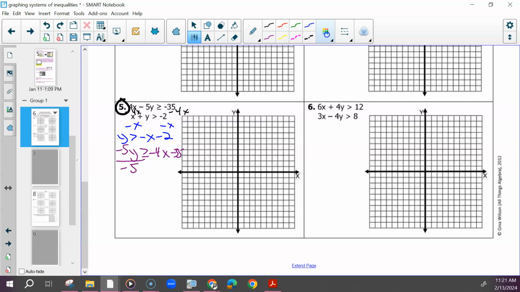What happens when we divide by this negative? Flip the sign. Sign changes. So y is now less than or equal to positive 4/5 x plus 7. And remember, do these in either two separate colors or two separate writing utensils. So if I'm doing this one first, I go up 7. And my slope is 4/5.